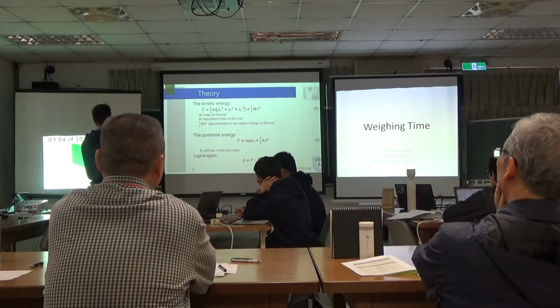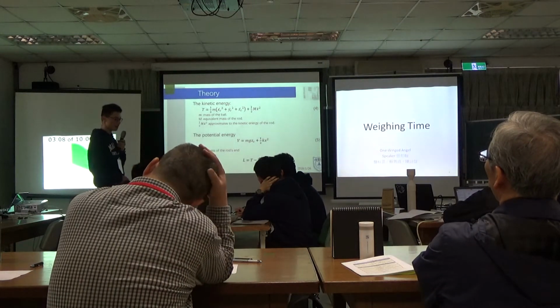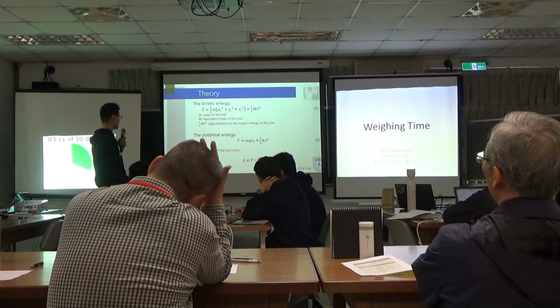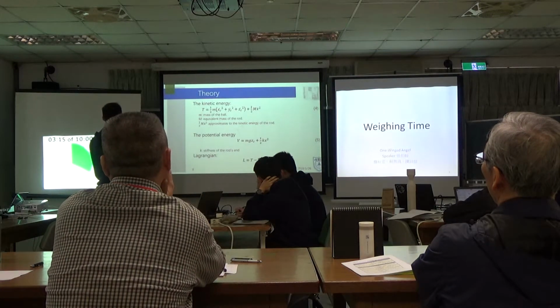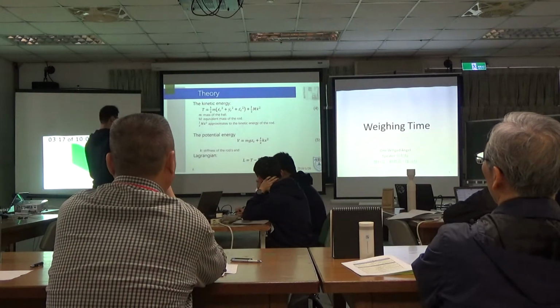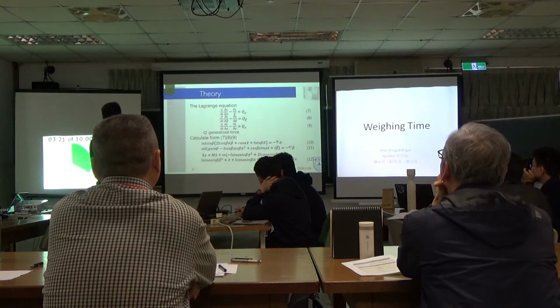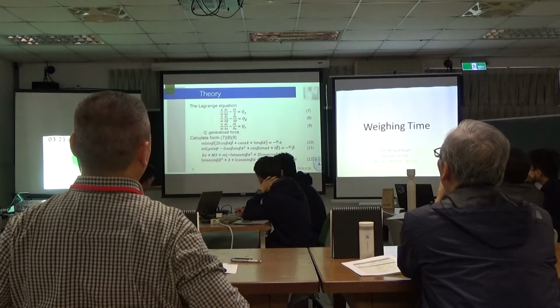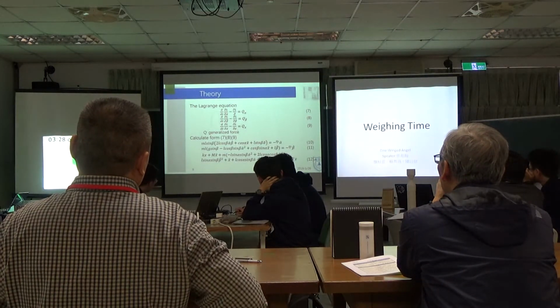This term is the kinetic energy of the ball, and this is the energy of the rod. Also, we get the potential energy. This is the gravitational energy of the ball, and this is the elastic potential energy of the rod. Due to the definition of the Lagrangian, we can write down the Lagrange equation 7, 8, 9. Here Q is generalized force.